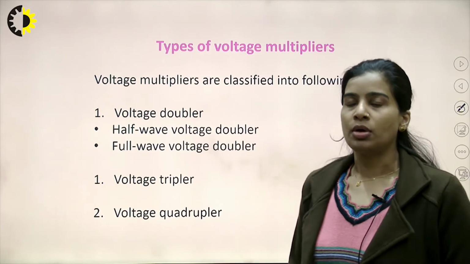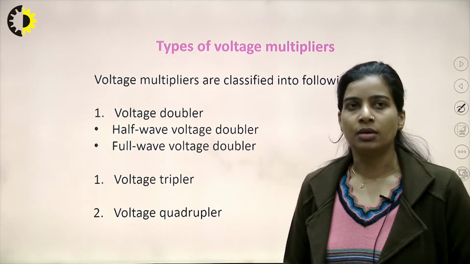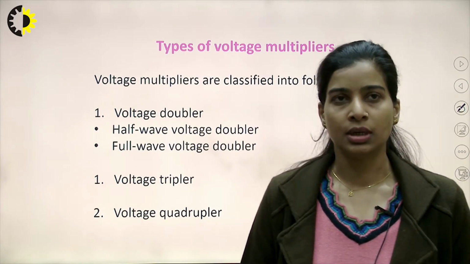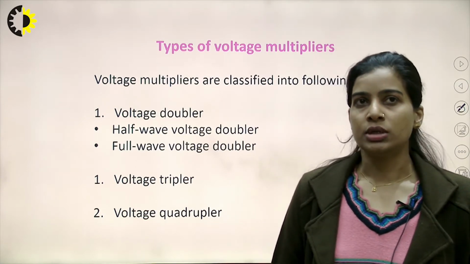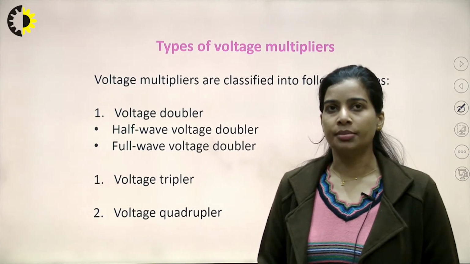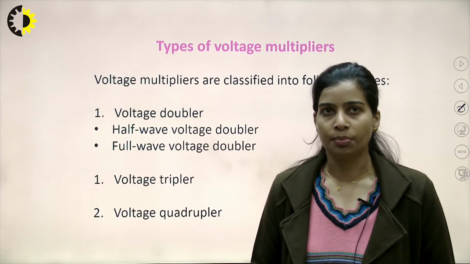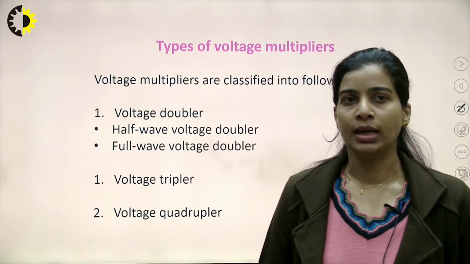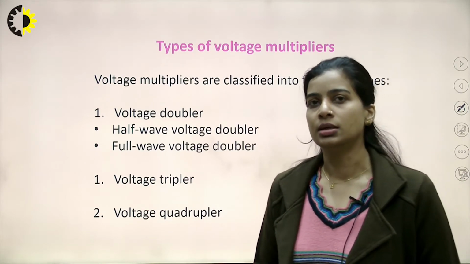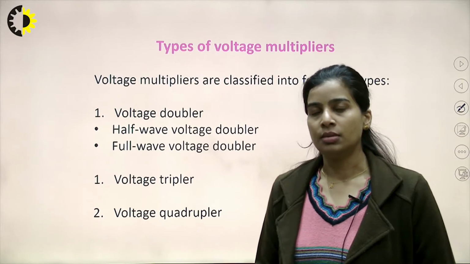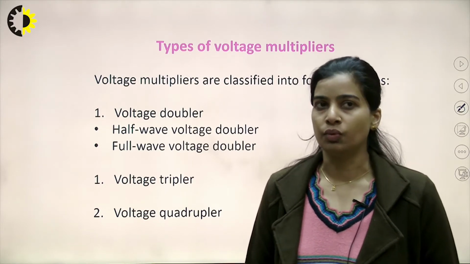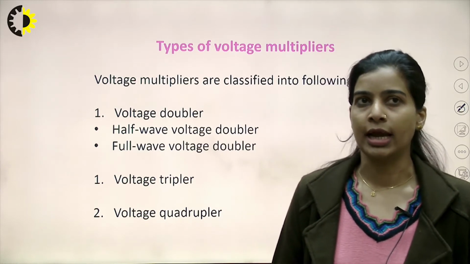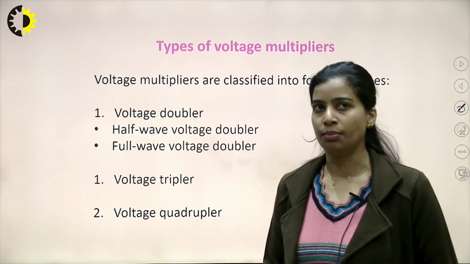Different types of voltage multiplier circuits are the voltage doubler, voltage tripler, and voltage quadrupler. The voltage doubler doubles the peak of the voltage. In the voltage tripler circuit we get an output voltage that is 3 times the maximum peak value of the input voltage. Similarly, in the quadrupler circuit the output is 4 times the peak value of the input.